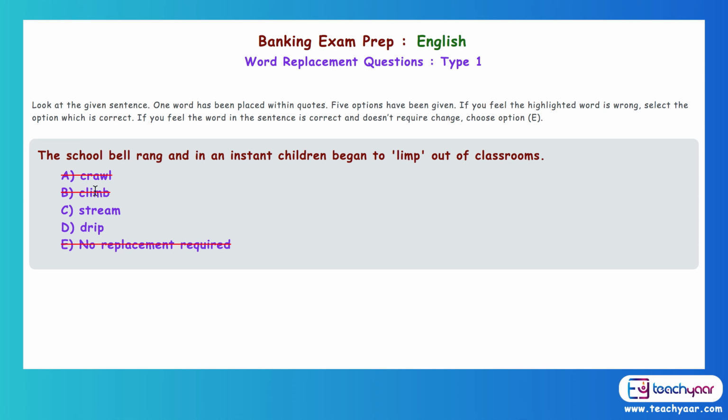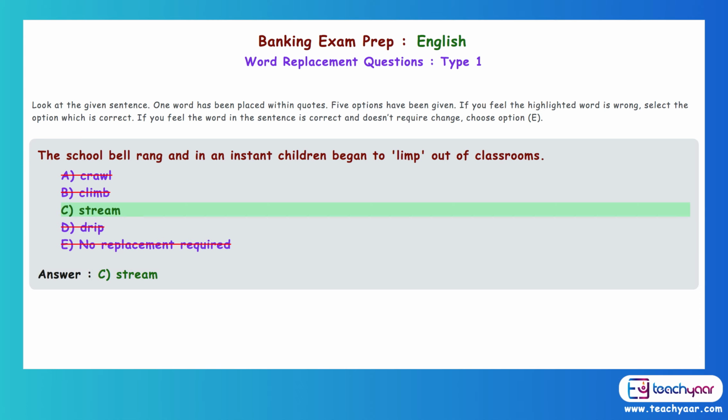But let's have a look at option D also. D is drip. Drip is like water dripping drop by drop. That's not the right answer. So drip is also wrong. So what are we left with? We are left with the correct answer, the correct option, stream. So the option is C, stream. So that is your correct answer for this particular question.